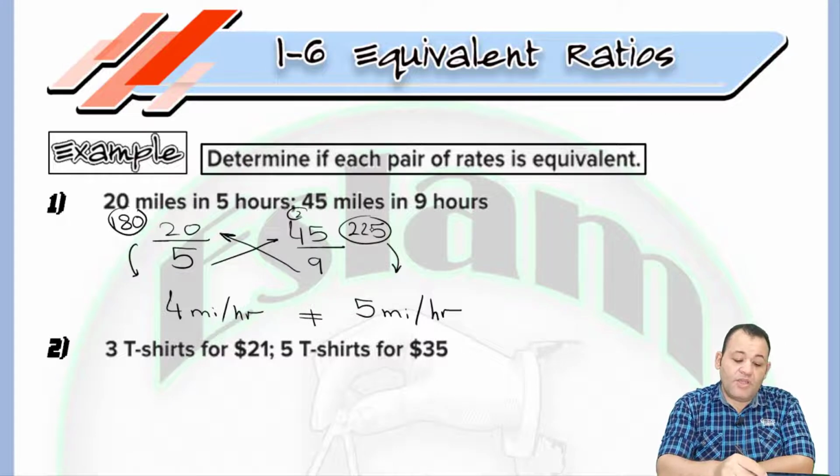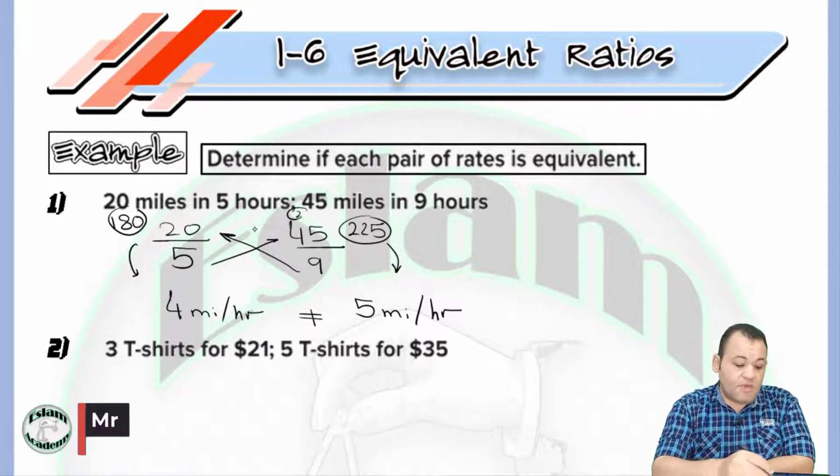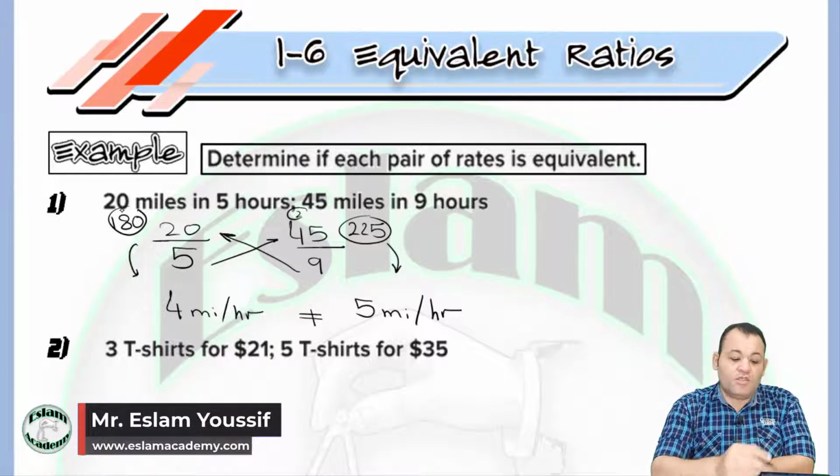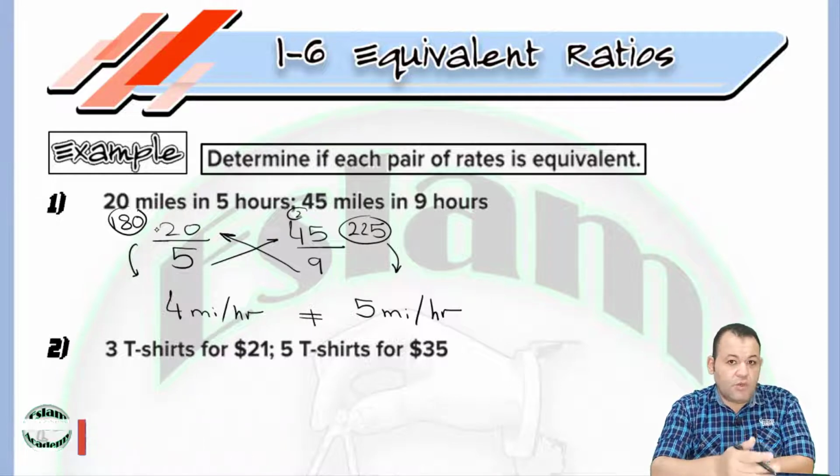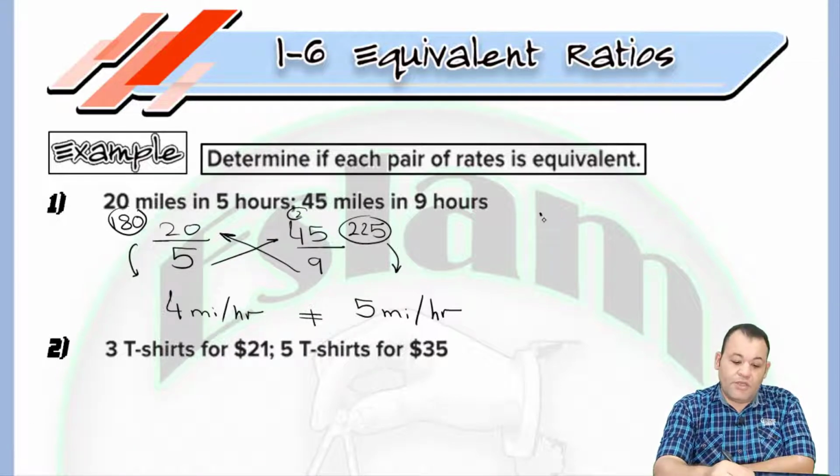If you compare the two numbers, you will find that they are not equal. To be equivalent, the first number and the second number must be equal. So we have not equivalent rates. The first one is not equal to the second. So we can find if they are equivalent or not in two ways. The first way is by using the unit rate. The second way is by using cross multiplication.